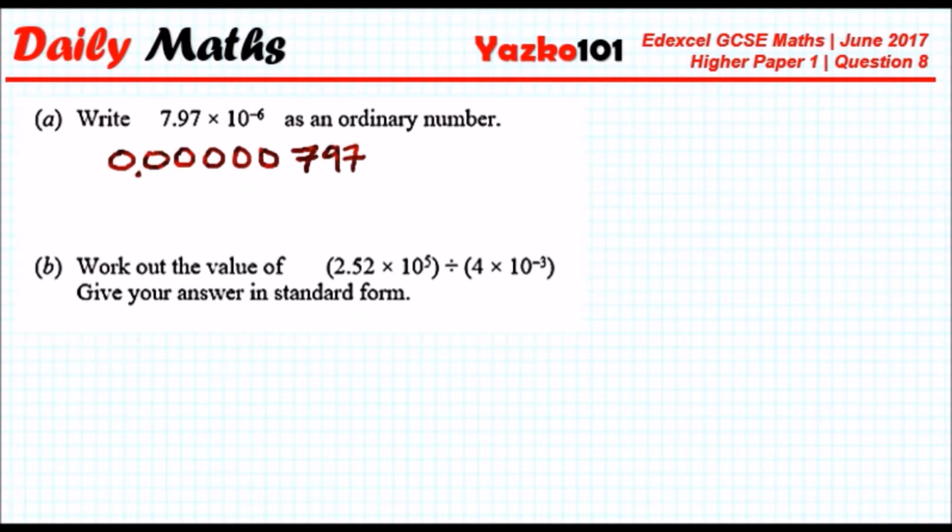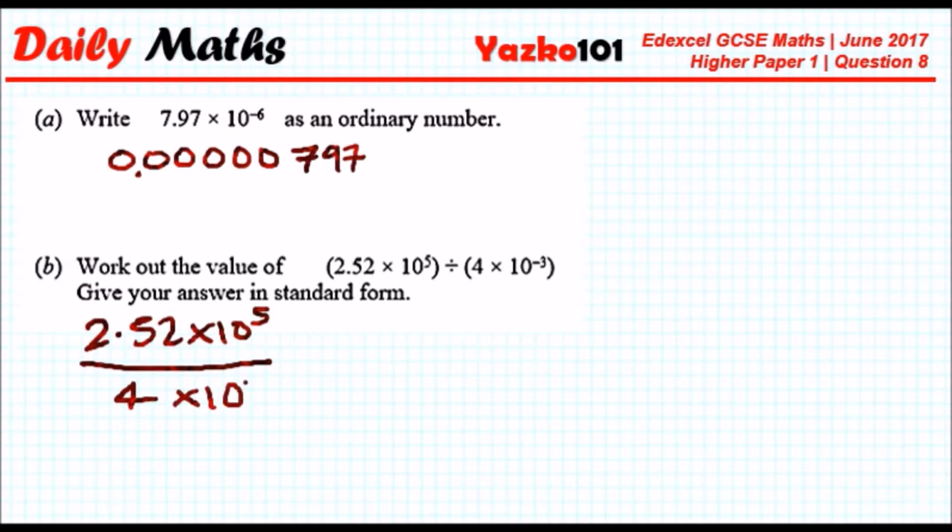Now part B, let's move on. Work out the value of this figure here. Give your answer in standard form. So we've got 2.52 times 10 to the power 5 divided by 4 times 10 to the power negative 3. When you divide, it's always easy to write it as a fraction. So I'm going to say 2.52 times 10 to the power 5 all over 4 times 10 to the power of negative 3.